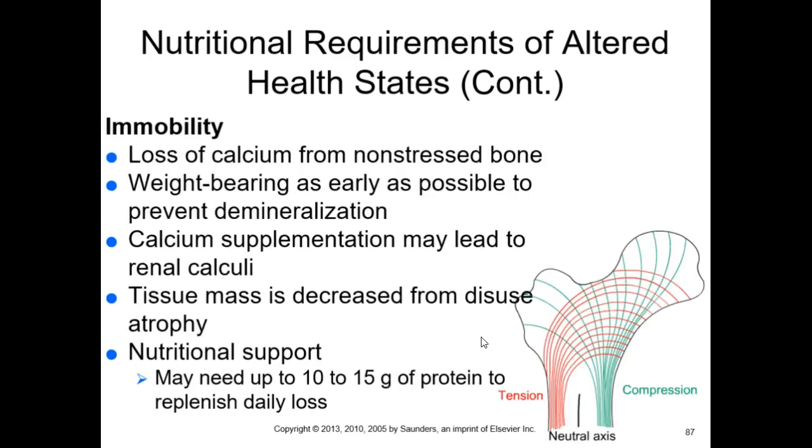Okay. Finally, with immobility, for whatever reason, immobility has multiple causes. It could be sedentary lifestyle. It could be de-innervation. It could be because you have a health status that means that you can't exercise very effectively. If you're not putting weight on your bones, you will experience bone loss. And that's kind of it. Tissue mass is decreased from disuse and atrophy. Muscle mass is going to go down. Bone loss is going to go down.